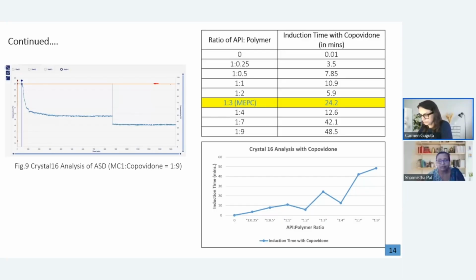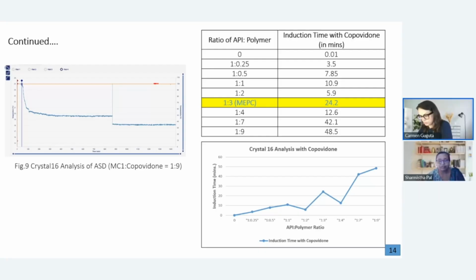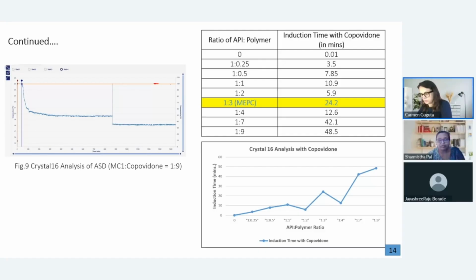Although the higher ratios like 1:4, 1:7 and 1:9 showed even higher induction time, they are still not selected as the MEPC, because MEPC is defined as the minimum effective polymer concentration required to stabilize the supersaturation. But at 1:3, there is a threshold behavior with a significant increase in the induction time, indicating effective nucleation inhibition.